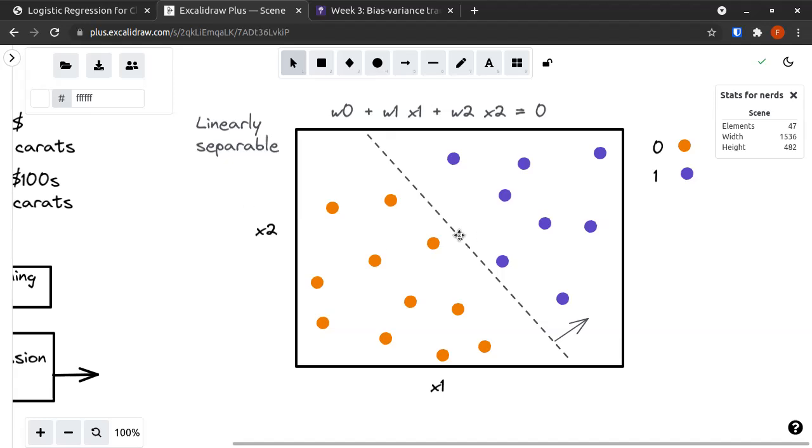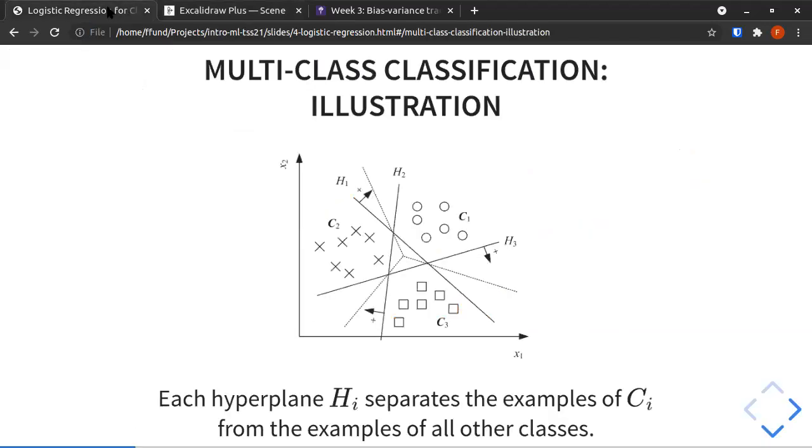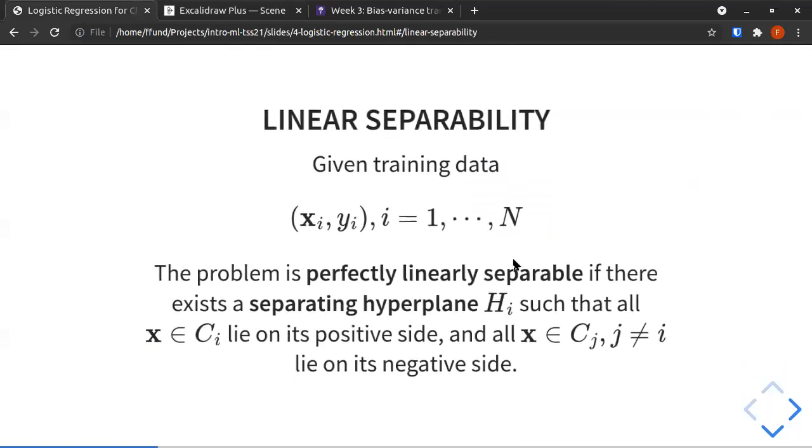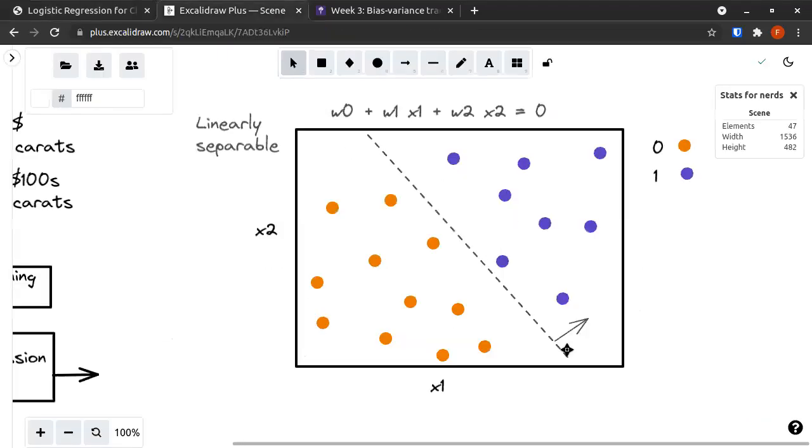all x's in one class lie on the positive side and all x's in the other class lie on its negative side. And this generalizes to the multi-class situation as well. So here's a multi-class situation. This is a much better picture than the one I drew. So you have a set of hyperplanes that separate the examples of class I from the examples of all other classes. And we say that the data is linearly separable if there is a hyperplane such that all examples of class I lie on the positive side of hyperplane I, and all negative examples of class I, meaning they're not class I, lie on the negative side.